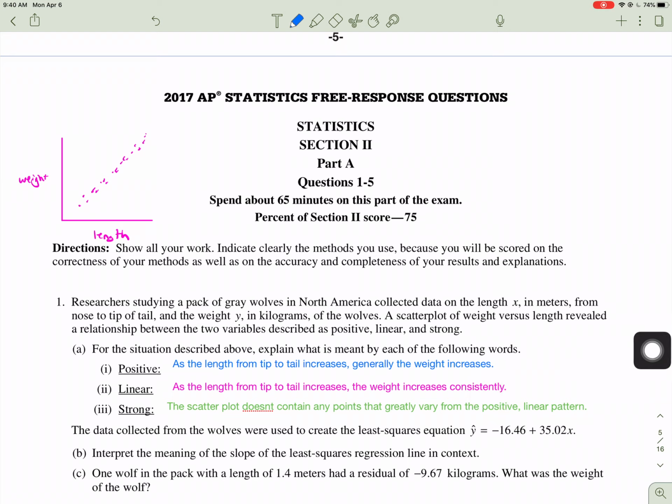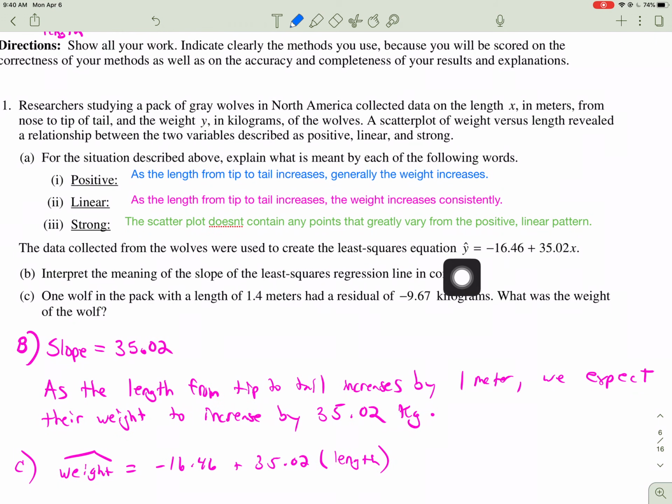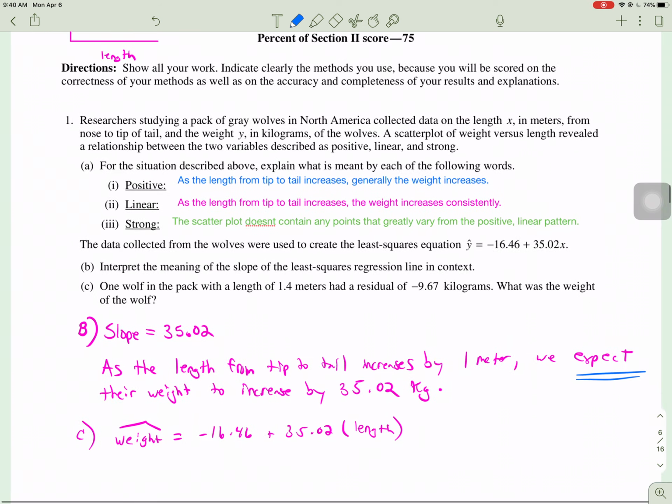Now, part B, interpret the meaning of the slope of the least squares regression line in context. So they give you the equation here. It says y hat equals negative 16.46, that's the y-intercept, when x is 0, that's the predicted weight, plus 35.02x. So interpret the slope, 35.02, and make sure you use context. As x increases by 1, or as the length from tip to tail increases by 1 meter, we expect their weight to increase by 35.02 kilograms. We expect, or we predict, has to be included.